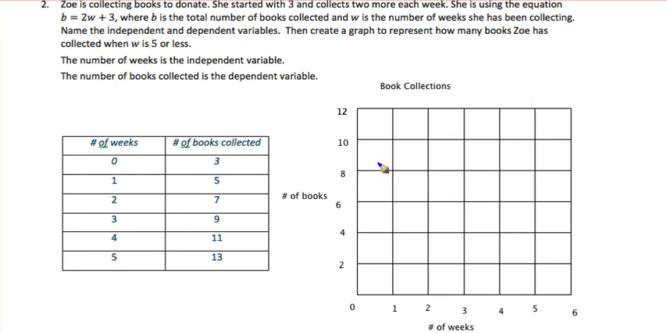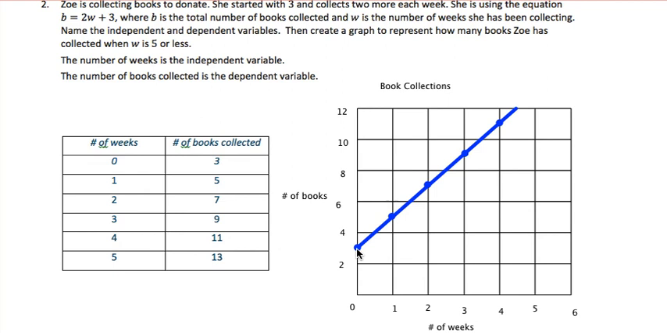So we label our graph, and then we need to put our scales on the x and y axis. The x-axis showing the number of weeks, we're counting by ones. The y-axis showing the number of books collected, we're going to count by twos, even though the numbers don't go exactly on a line. It is the best way to represent well enough for us to tell what the numbers are.